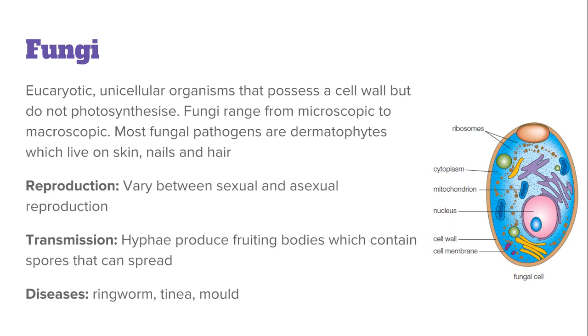We then move on to fungi, which are eukaryotic unicellular organisms. They possess a cell wall, but they do not photosynthesize. And they can range from microscopic to macroscopic. And most of the fungi which we term pathogens are dermatophytes, and that means that they live on skin, nails, and hair. The reproduction varies between sexual and asexual, and they continue to reproduce by hyphae that produce fruiting bodies which contain spores, and when they spread these spores, that's how the fungal particles are spread around. And we have things such as ringworm, tinea, and mold.